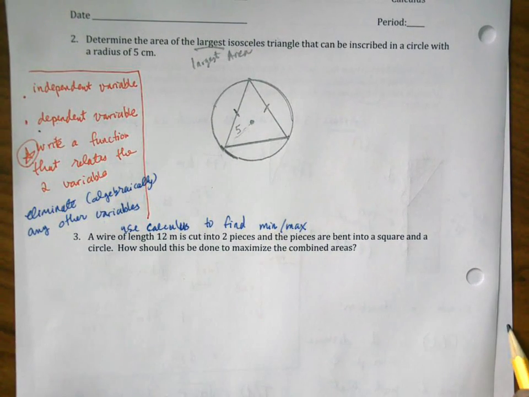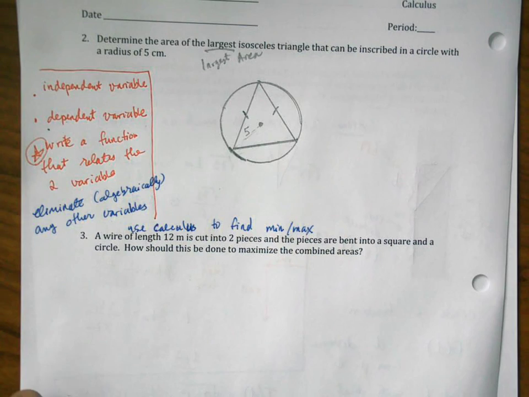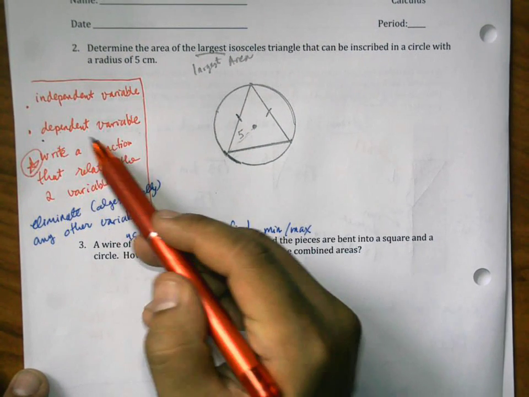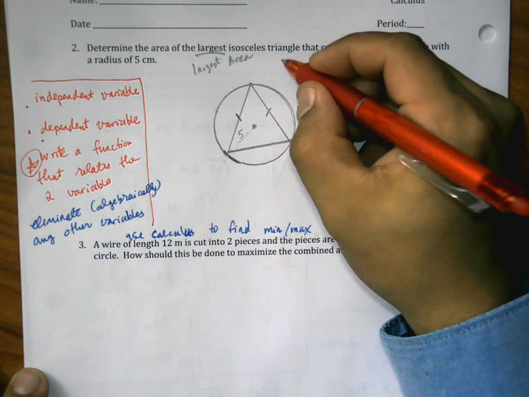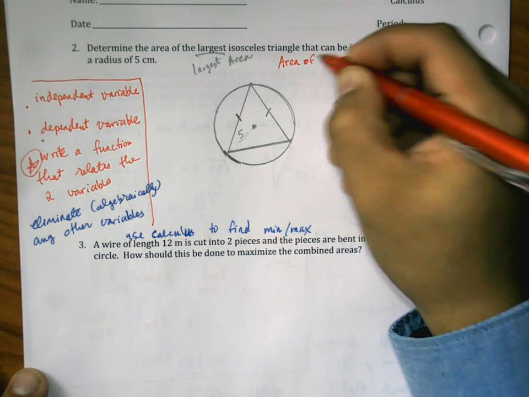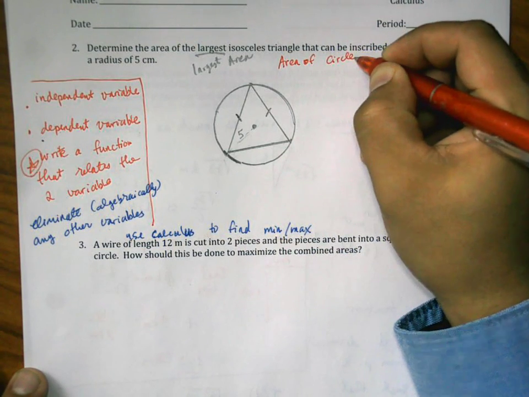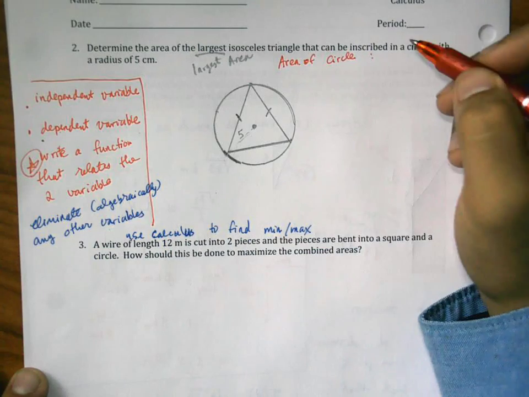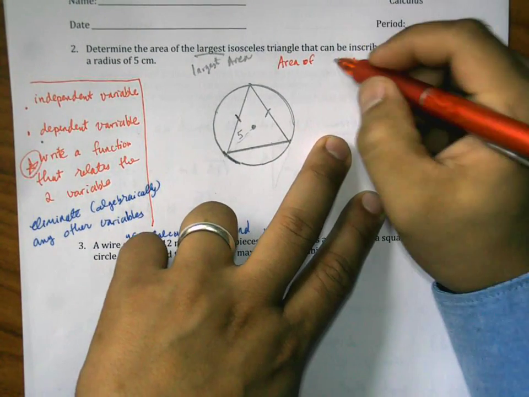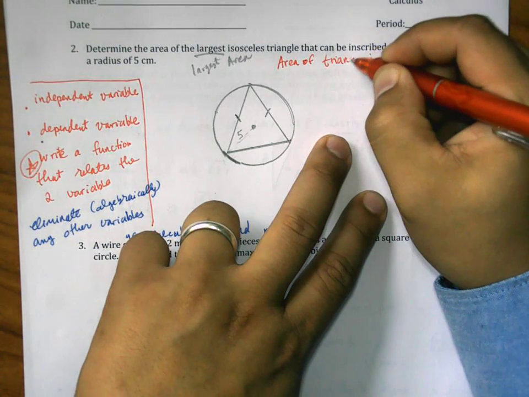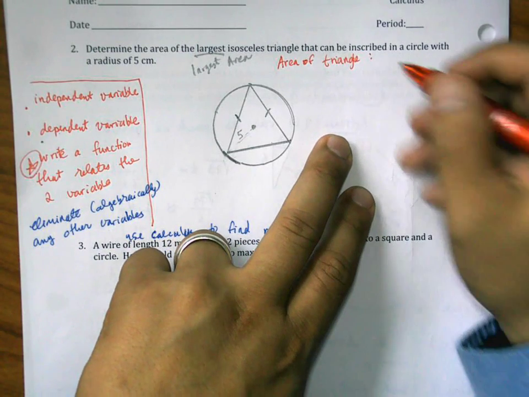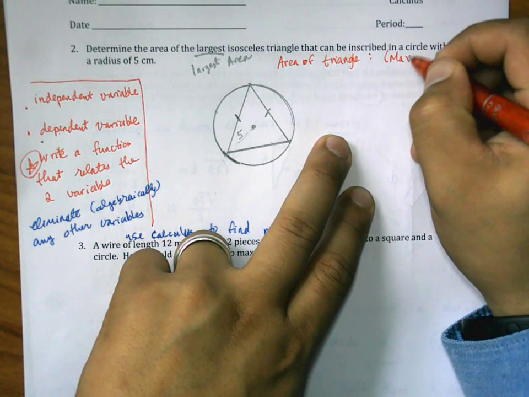So this is a bit of a tricky problem because it doesn't ask specifically for what the independent variable is, but we know that the dependent variable here is the area of the triangle. The area of the triangle. Okay. This is the item that we want to maximize.